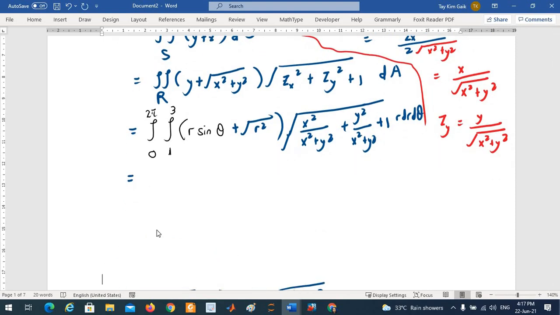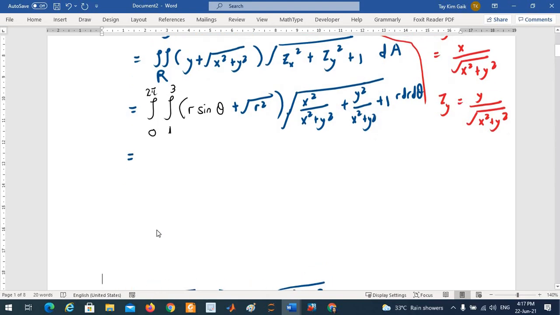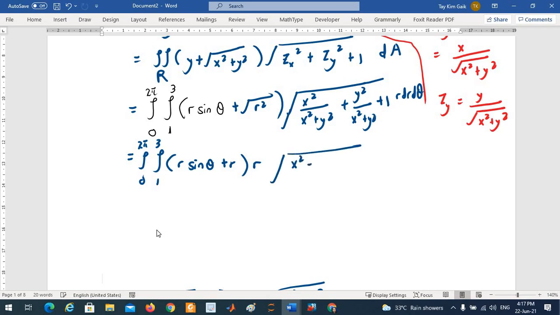Then you simplify this first, 0 to 2 pi, 1 to 3. So r sin theta, and the square root of r squared gives r. Outside here we have r. Simplify this square root, you will have x squared plus y squared. You combine these two, dr d theta.